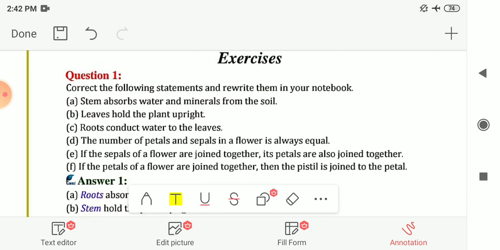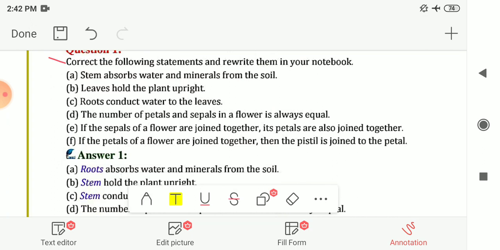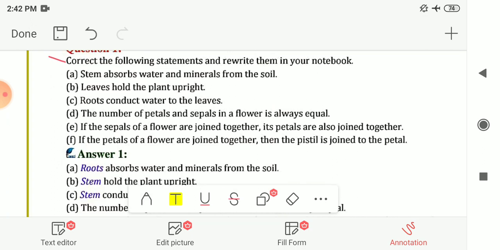Here is the first question given to you. In this question you have to correct the following statements and rewrite them in your notebook. The first statement is: stem absorbs water and minerals from the soil. So here the statement is incorrect. Not stem but roots absorb water and minerals from the soil. So this one is the correct statement.